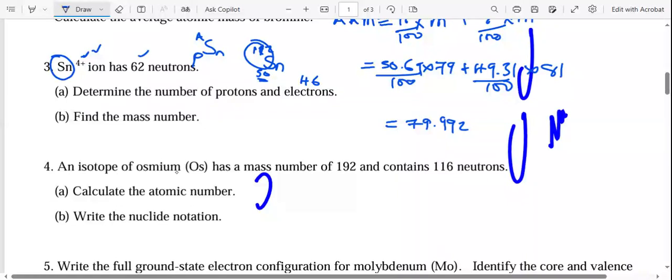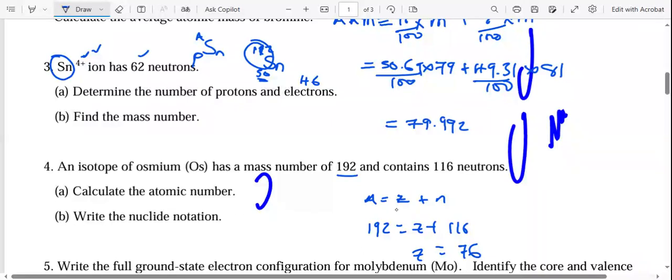Then an isotope of osmium, Os, has a mass number of 192 and contains 116 neutrons. Just the same case. So we are told to calculate the atomic number. So it has a mass of this one and a neutron count of this one. We use the equation mass is equal to proton number plus neutrons. So 192 equals Z plus 116. So when you group the like terms, you find that your Z will be equal to 76. So that's how you calculate this one.